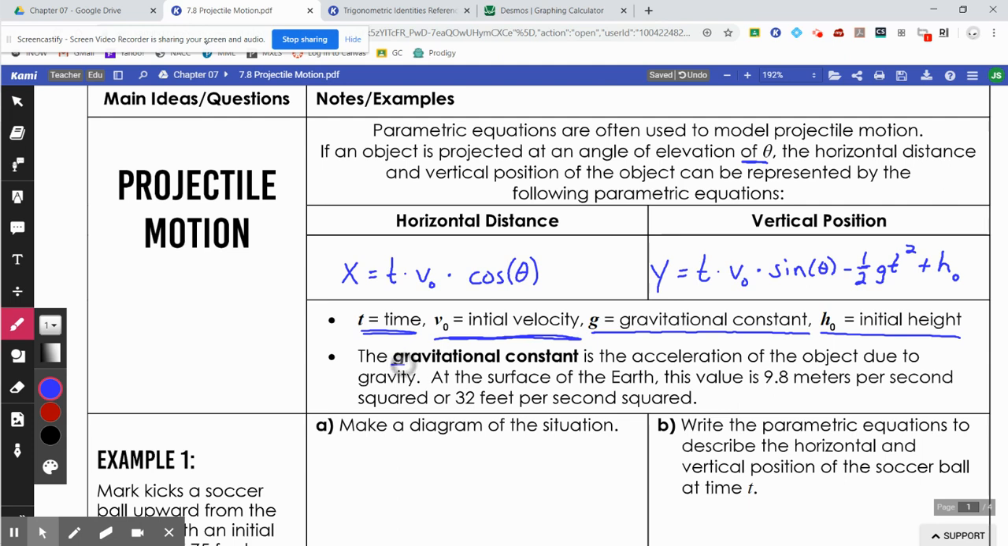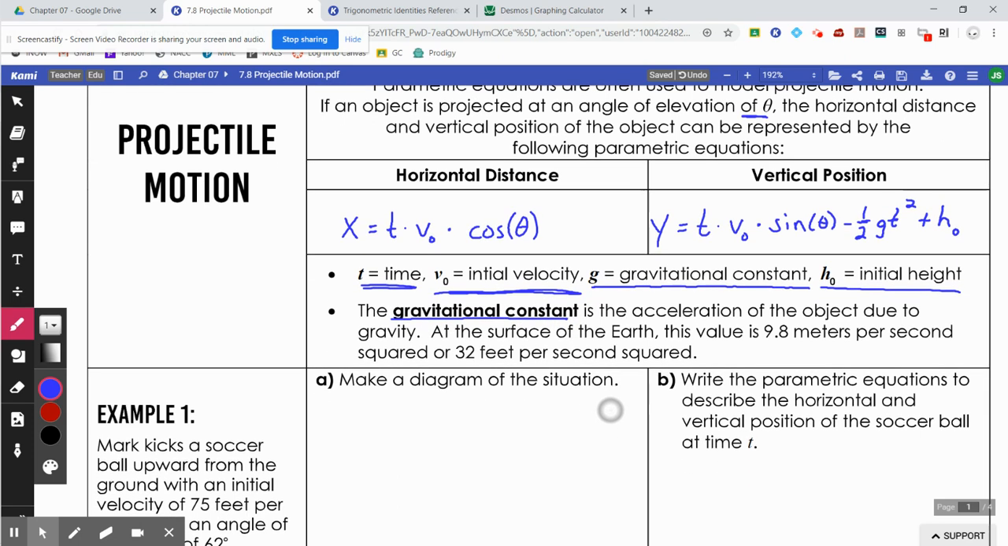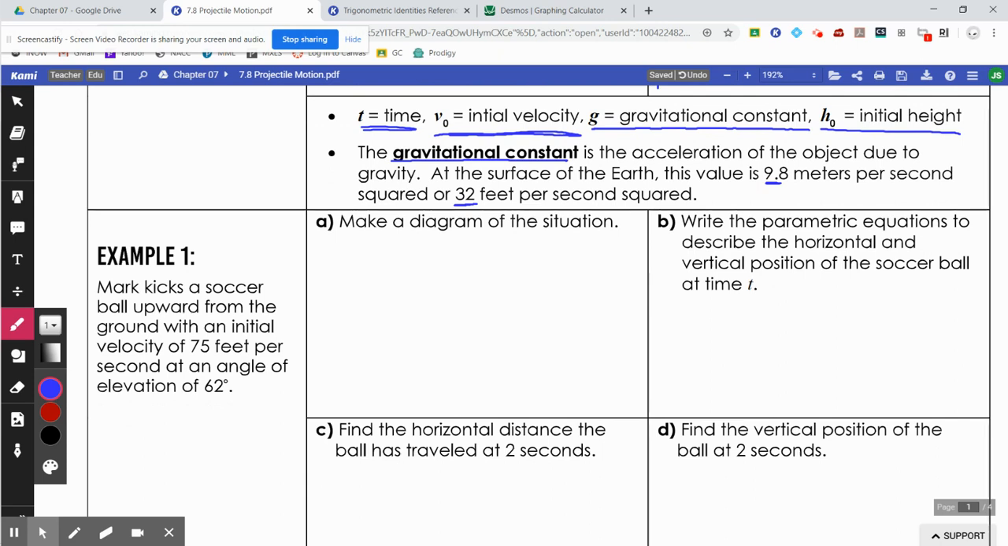The gravitational constant, now let's talk about gravity, is the acceleration of an object due to gravity. It's how quickly an object falls as a result of gravity. At the surface of the Earth, this is 9.8 meters per second squared, or 32 feet per second squared, depending on if you're talking about meters in the metric system or feet in your standard units.